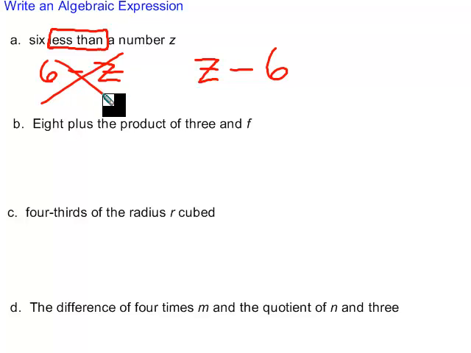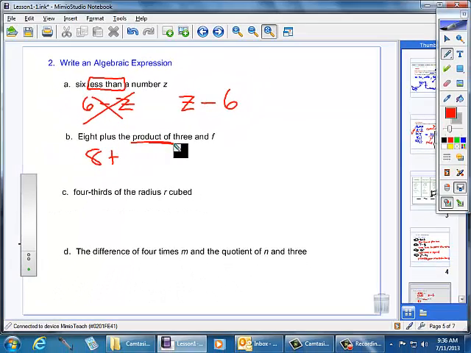If I go to part B, 8 plus the product of 3 and f. Well, 8 plus the product of, okay, the product of two numbers, 3 and f. I would write it like that. 4/3 of, we know that of is what means multiplication when we're dealing with fractions, so 4/3 of, or times, some radius r cubed. Okay. Or to the 3rd power, I might say. Or to the power of 3.